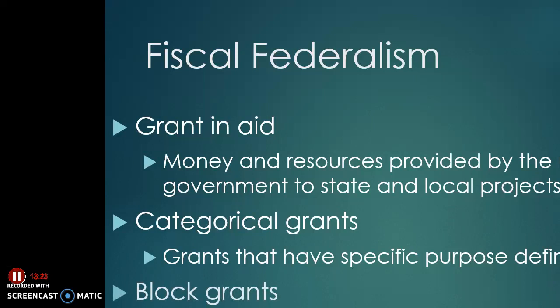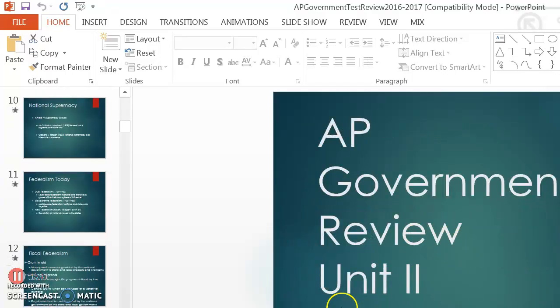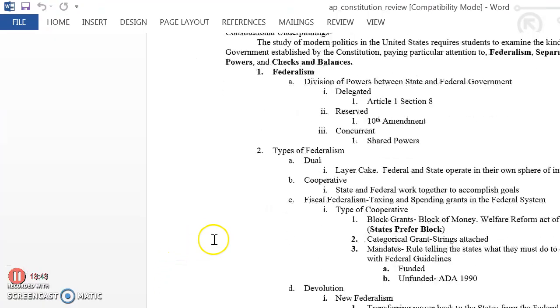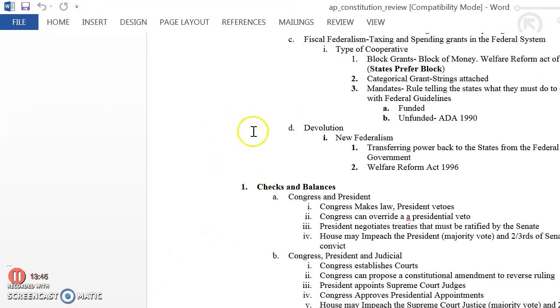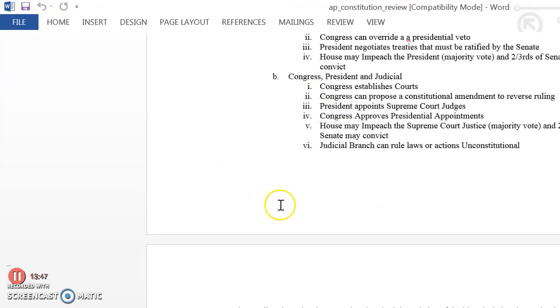You have block grants, which, again, states would prefer because it's a block of money that goes to a general purpose. And then you have unfunded mandates. So make sure you understand that the ADA, or the Americans with Disabilities Act, is a massive unfunded mandate. But all in all, that's the end of the PowerPoint there, but if you take a look at the outline, it runs through all these things. Make sure you familiarize yourself with those ideas.